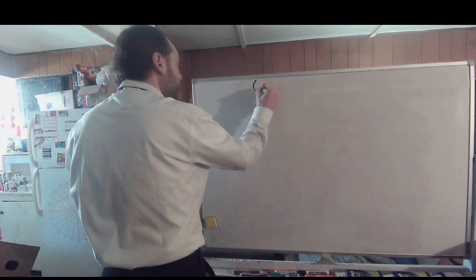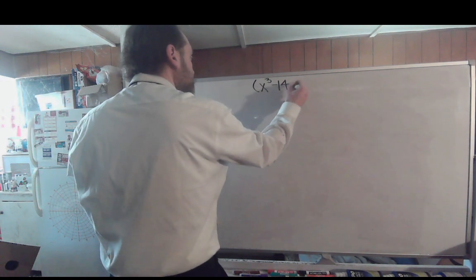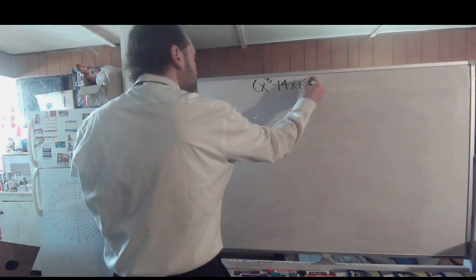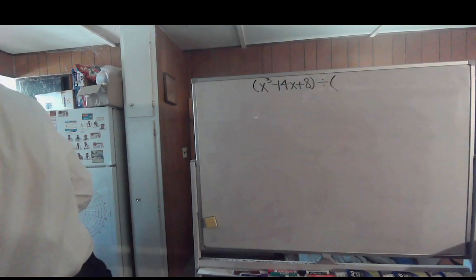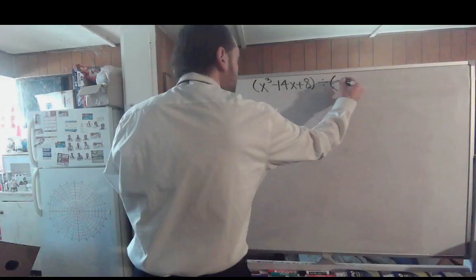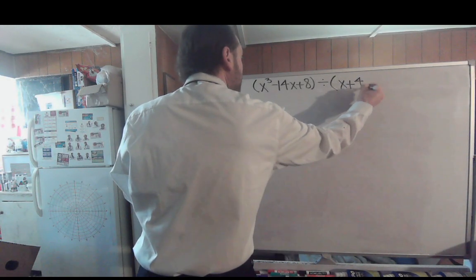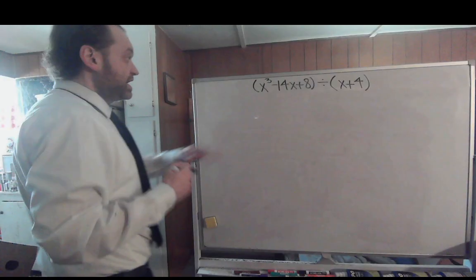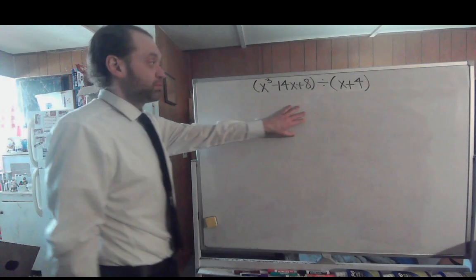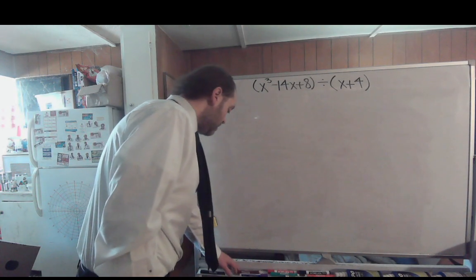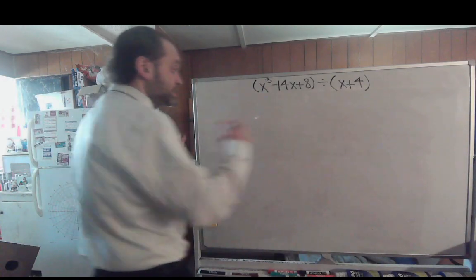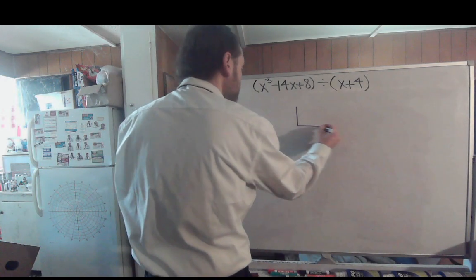We have x to the third minus 14x plus 8. That polynomial is going to be divided by x plus 4. All right, so let's take x to the third minus 14x plus 8, divide all that by x plus 4. Well, let's set up our table again here.